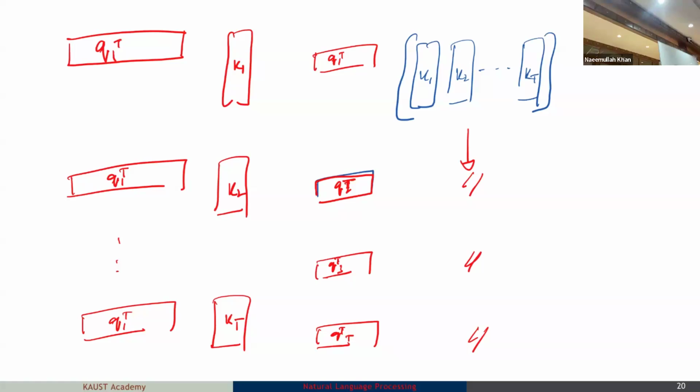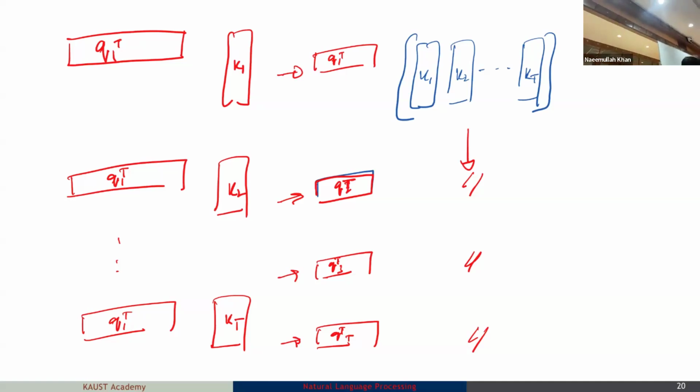Now I have a question for you. To take the matrix product of query 1 with the key matrix, and the matrix product of the query vector at time 2 with the key matrix, can I do them in parallel? Are these operations parallelizable? Are they dependent on each other, or can I do them independently of each other? They are parallelizable. I can take these matrix products independently of each other, so I can parallelize them.